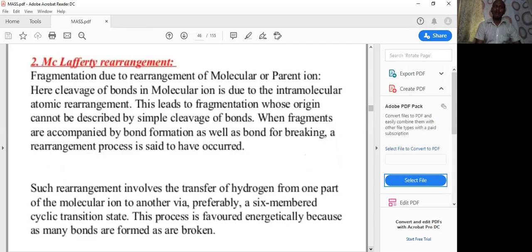Next one is the McLafferty rearrangement. McLafferty rearrangement is a transfer of a hydrogen atom. Especially if the molecules have a gamma hydrogen, there is an intramolecular rearrangement, so they undergo the McLafferty rearrangement. This generally involves transfer of a hydrogen atom from one part of the molecular ion to another part of the molecular ion, and so it can happen in various molecular ions.